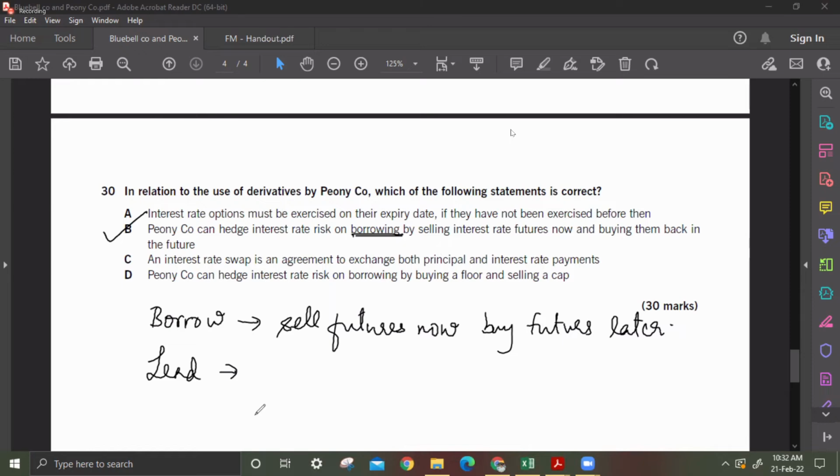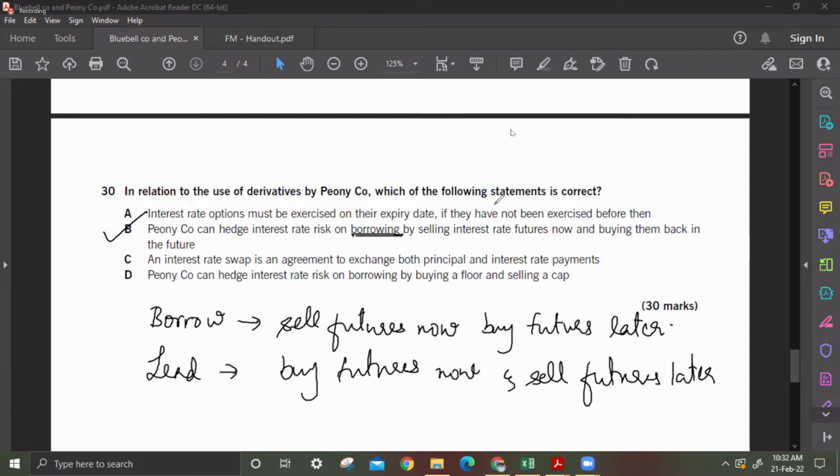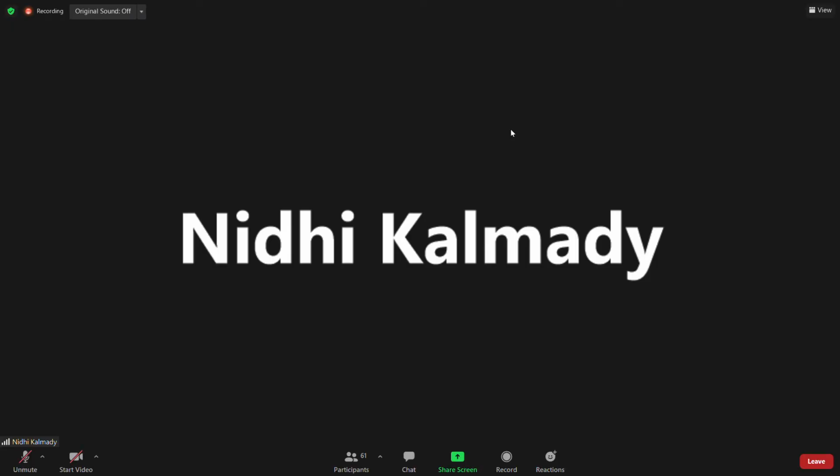Similarly, if you're lending, then it works the other way around. Now, if at all the question said Peony company is lending, then what would be the sentence? Can anybody tell me? You will buy futures now and sell futures later. Of course, we don't have to study this in detail, because for this practical exposure is very important to understand. So just remember this point that if you're borrowing, you sell and buy later. If you're lending, you buy and then sell later. Okay. So that's why B is the right answer.